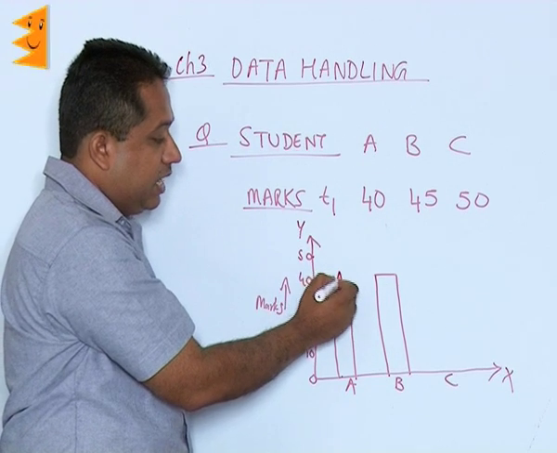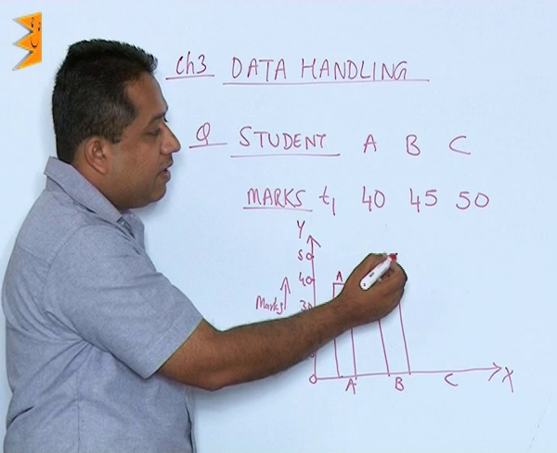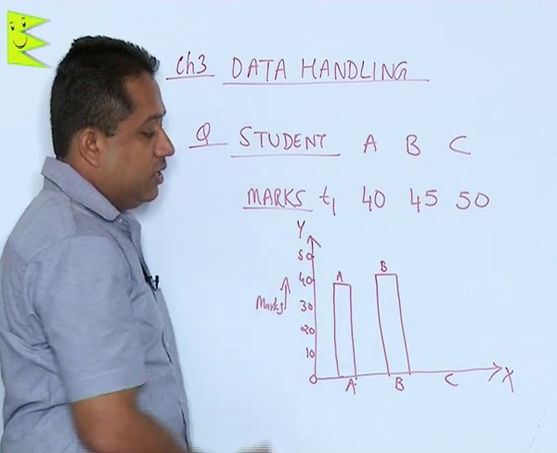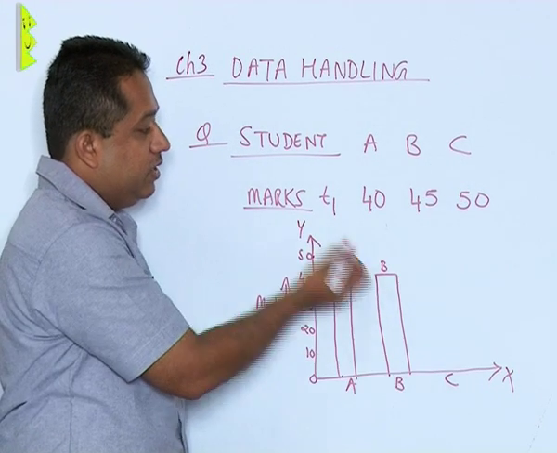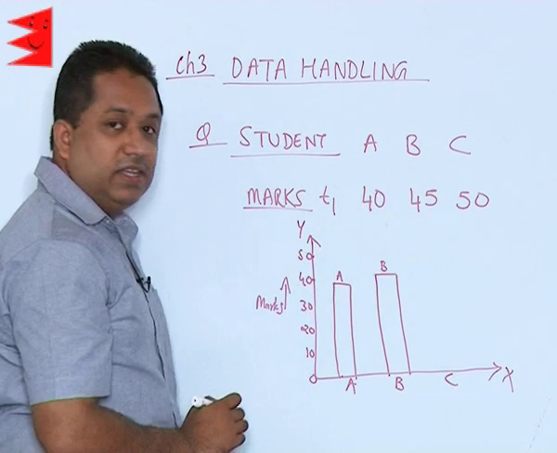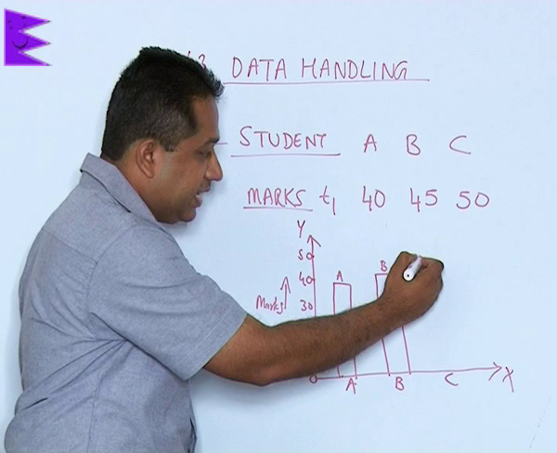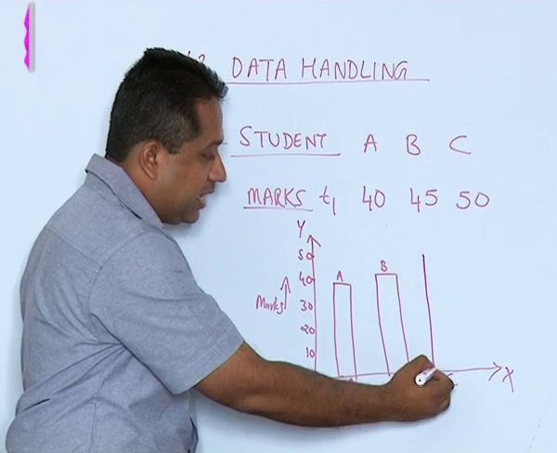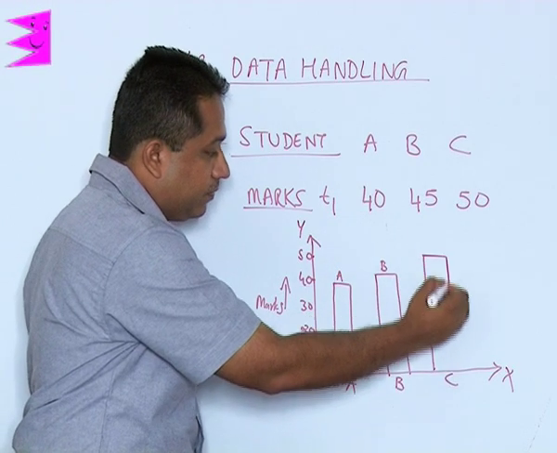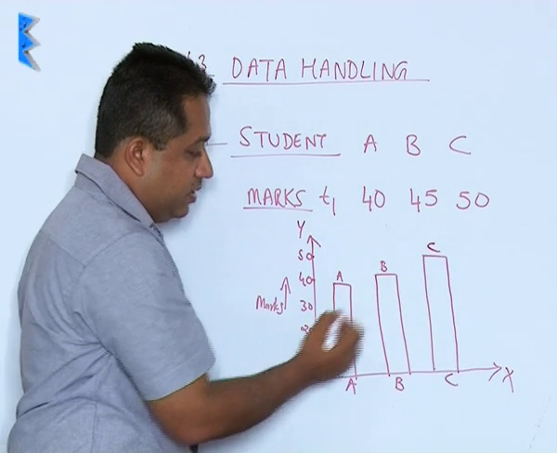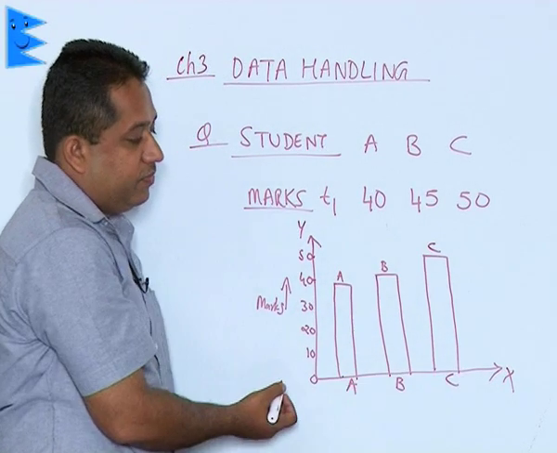So this is for student A, this is for student B, and then we are going to look at the third student. The third student C is scoring 50 marks in the test. Now this means that from C this rectangle will increase its height up to 50. So we have here a bar graph.